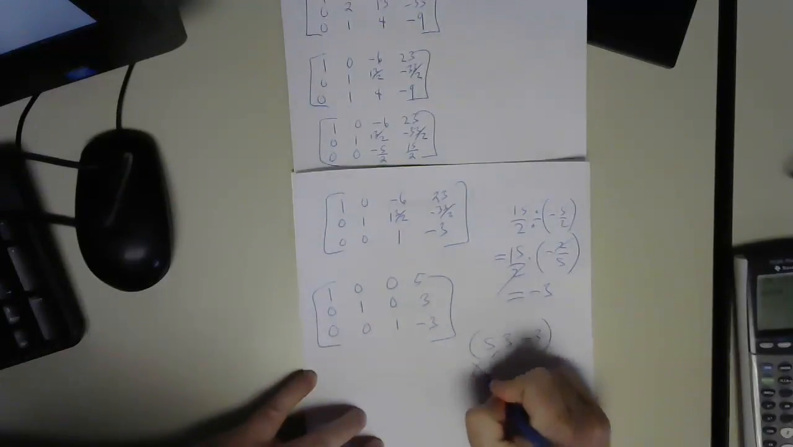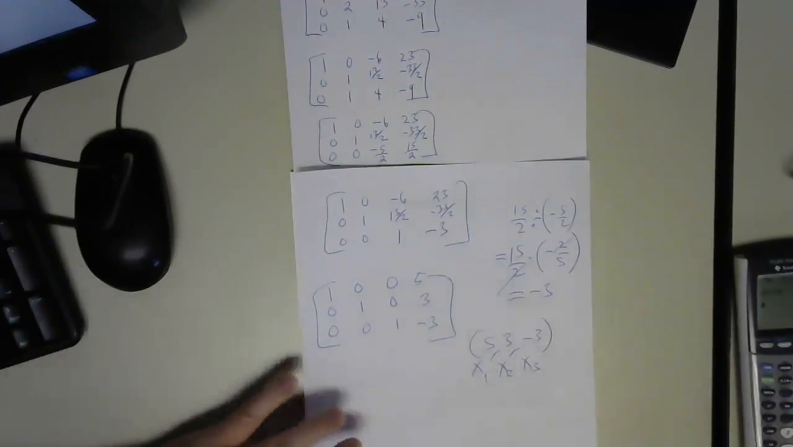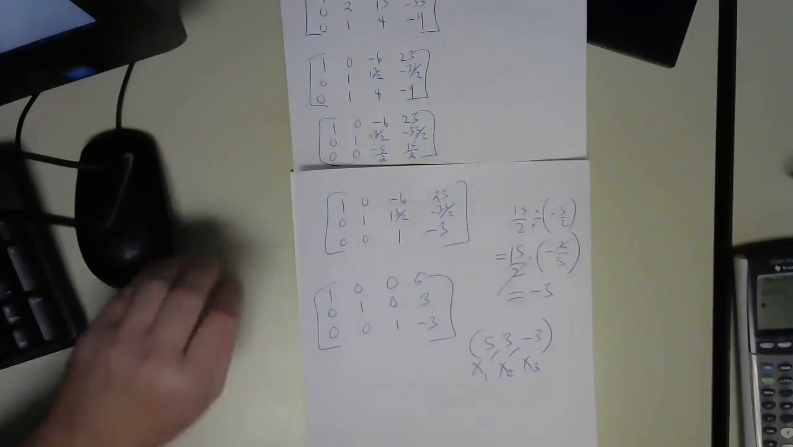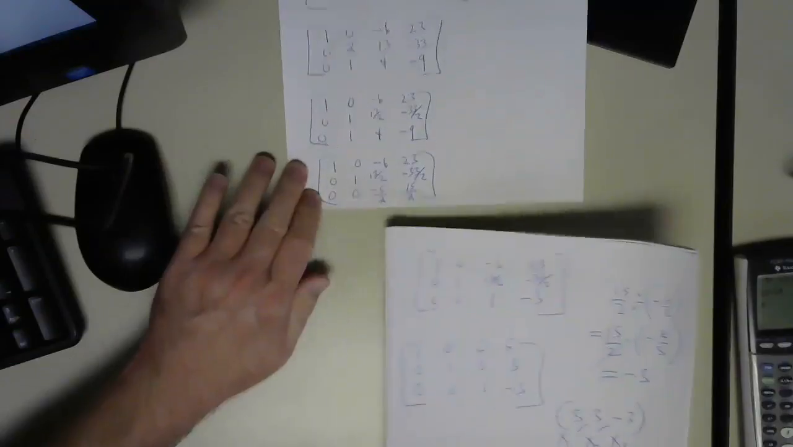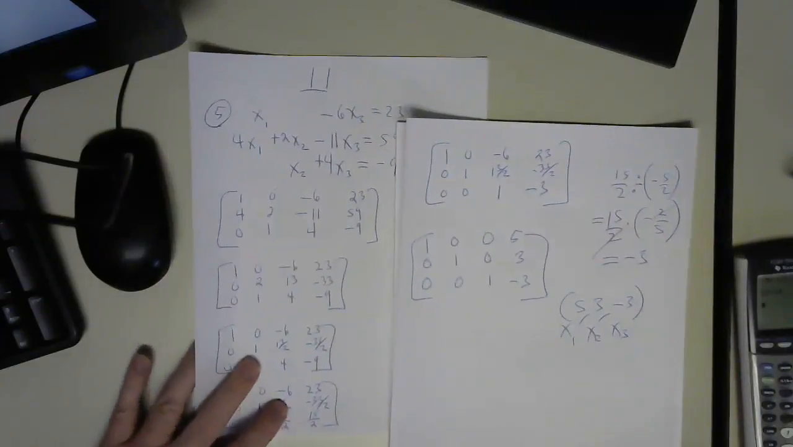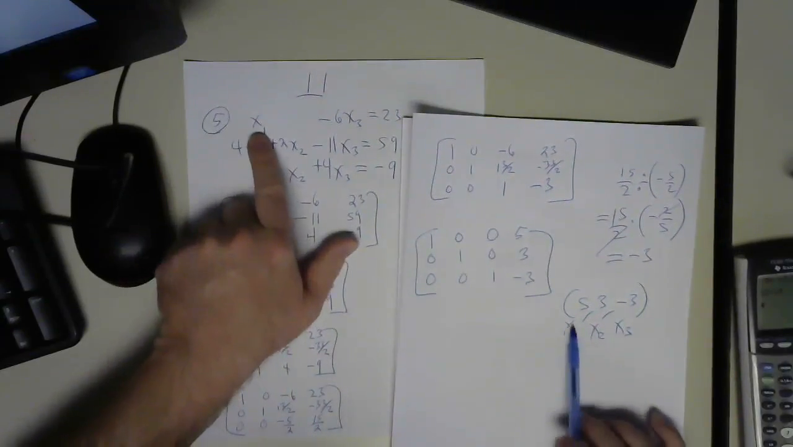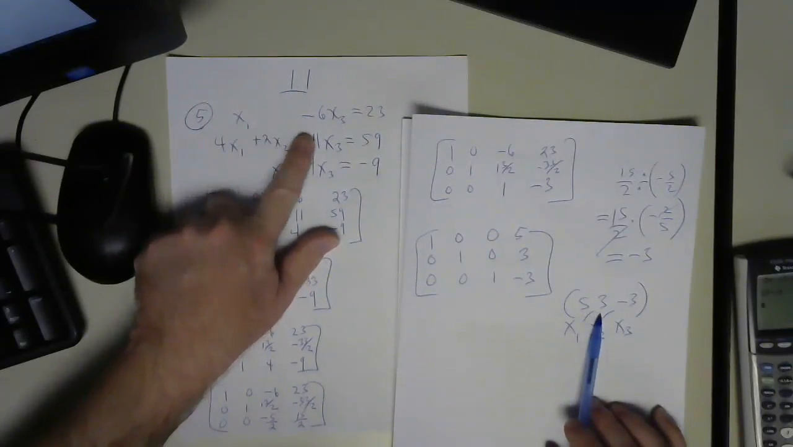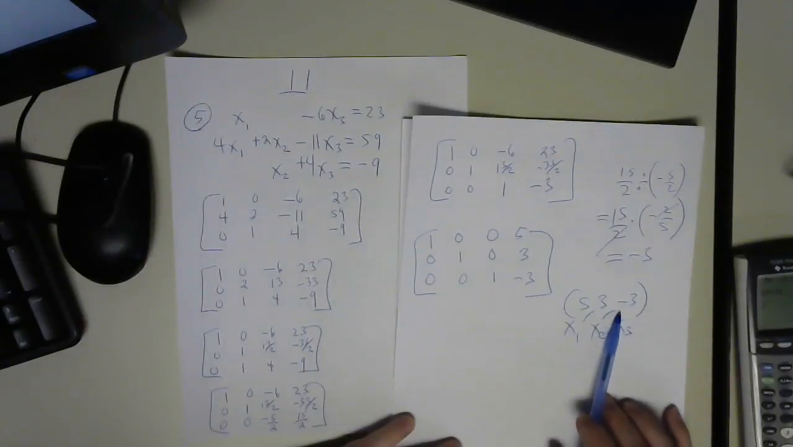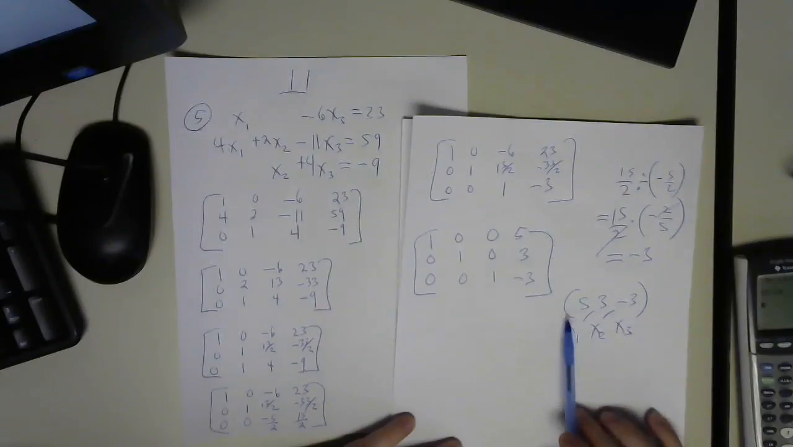And remember, this is x1, x2, x3. So that's probably the answer, but we can always double check by plugging it into the original system. So that's what I'm going to do. Let's see. Just to make sure, since there are a lot of steps there. But 5 plus 18 is 23. So it looks like it checks out in the first equation.